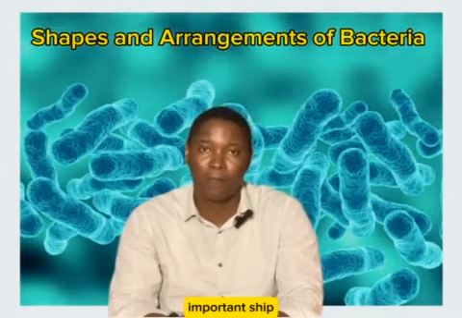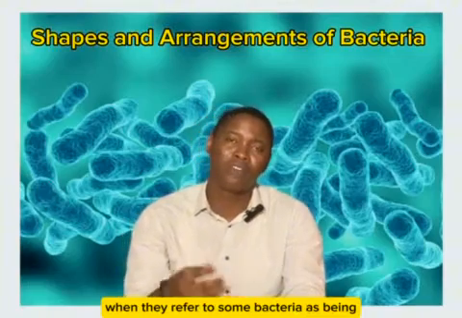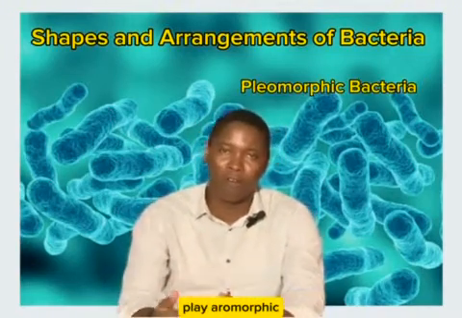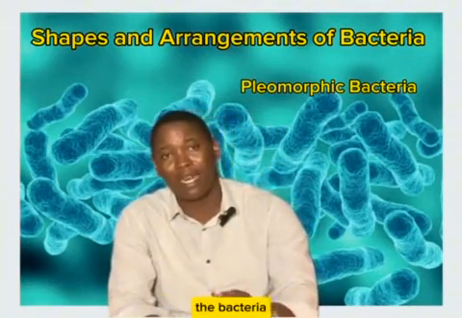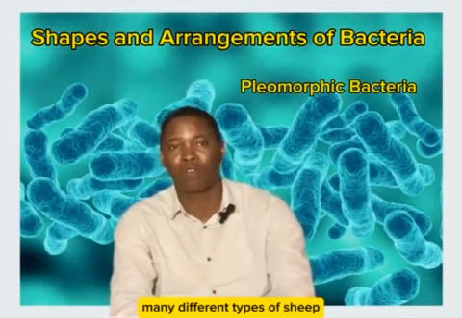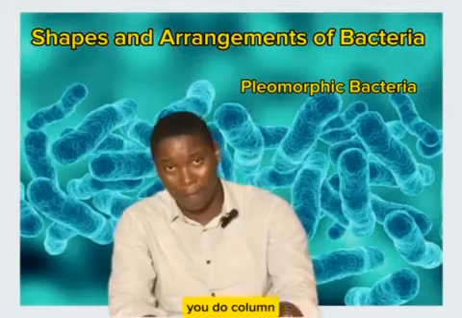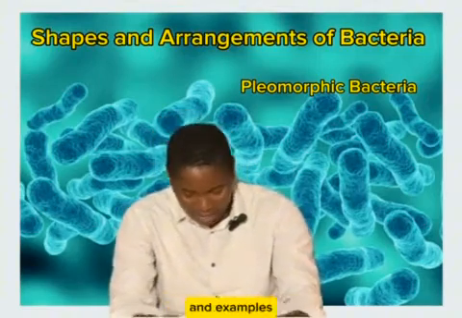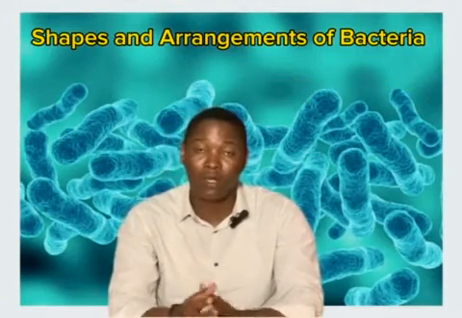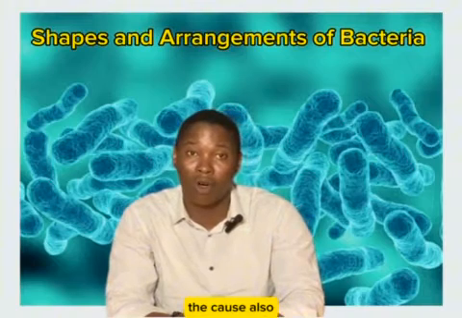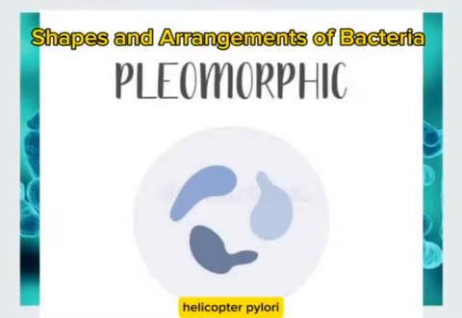Another important shape wey bacteria dey get, sometimes we dey refer to some bacteria as being pleomorphic. Now this one mean say the bacteria dey take up many different types of shape. E no get fixed shape. So that kind of bacteria, you dey call am pleomorphic bacteria. And examples dey such as the bacteria wey dey cause ulcer, Helicobacter pylori, na example of pleomorphic bacteria.